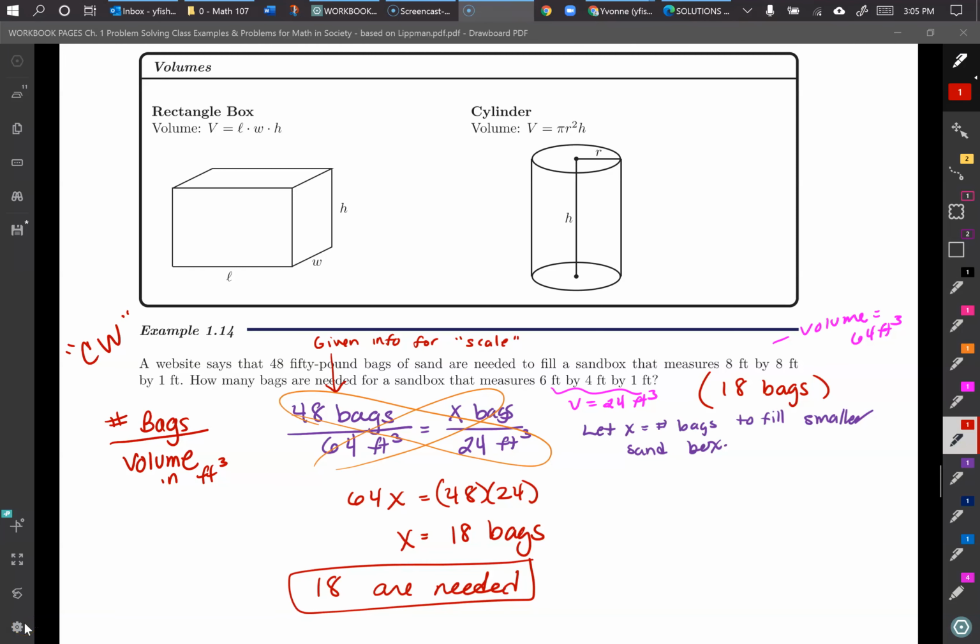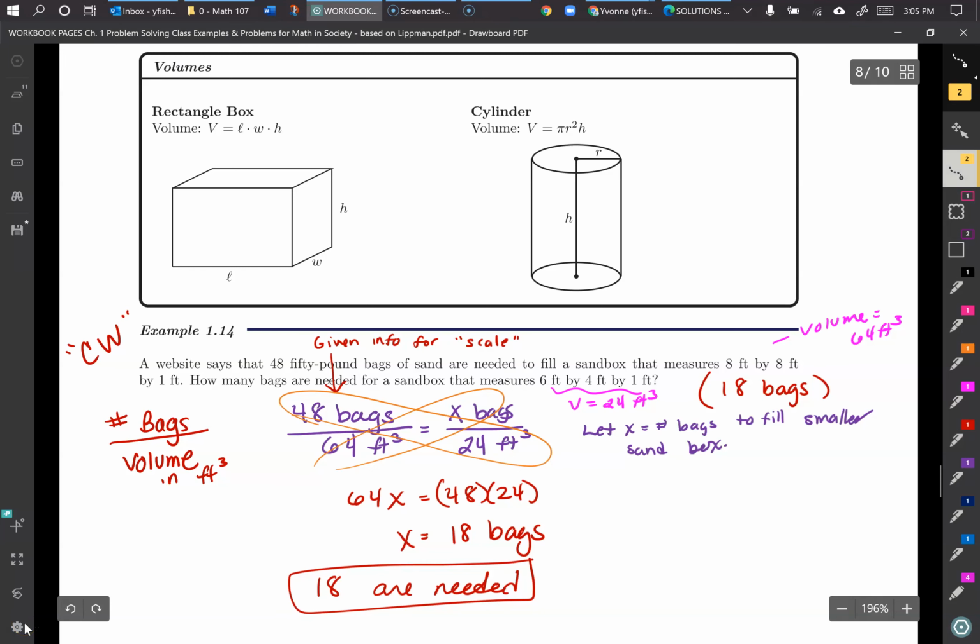Okay, so here I've set up the proportion, 48 bags over 64 cubic feet, equal to x bags over 24 cubic feet, declaring my unknown. It's the number of bags for the smaller sandbox. Did my math, cross multiplying, get 18 bags. So 18 bags are needed. I'll write that in there a little bit better.